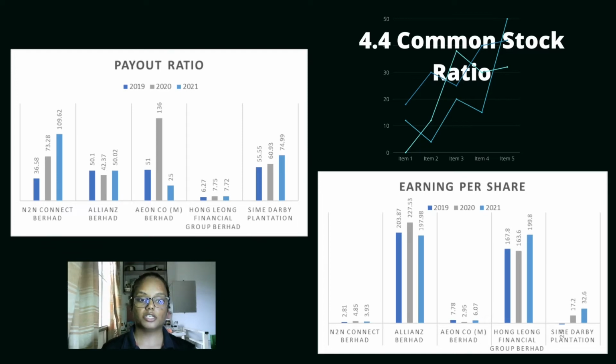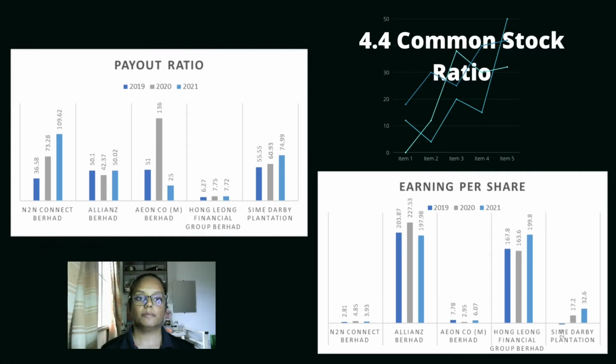Despite the fluctuations in the ratios between 2019 and 2021, Alliance Berhad still exhibits a positive indicator of a sound balance sheet. In addition, Hong Leong Financial Group Berhad's payout ratio has the worst performance, though only slightly increasing from 2019, which is 6.27%, to 2020 7.75%, and then declining in 2021 to 7.72%.